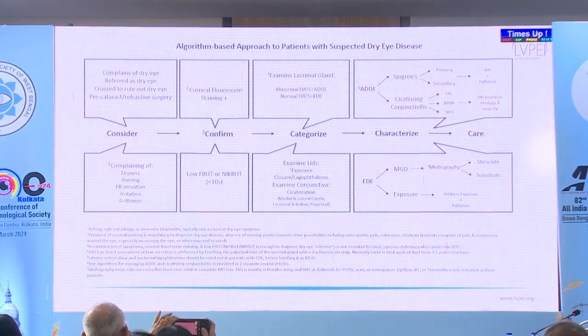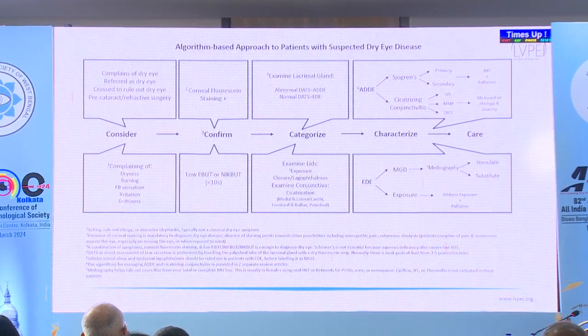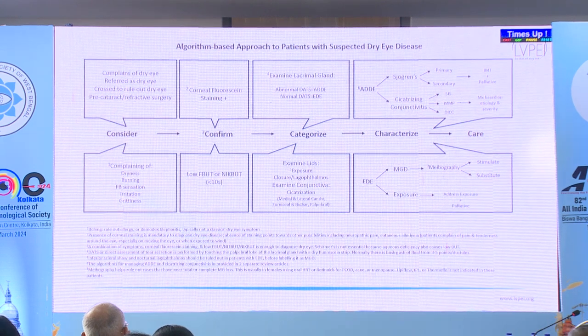This is what I will leave you with, the final algorithm. So consider dry eye disease in patients who complain of it, and confirm. You don't need too much fancy equipment to diagnose dry eye disease. You just need a fluorescent strip. So with the fluorescent strip, look at staining. If there's staining on the cornea, if the breakup time is low, then the patient has dry eye disease. So symptoms plus staining plus low breakup time is that.